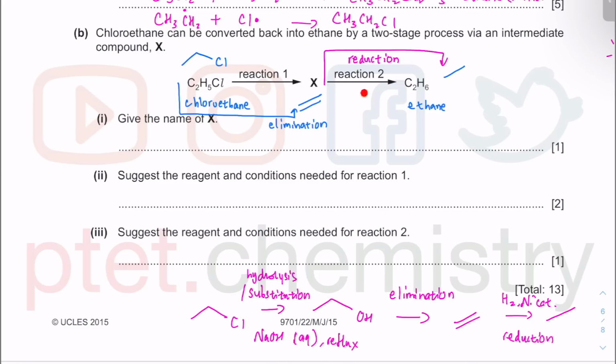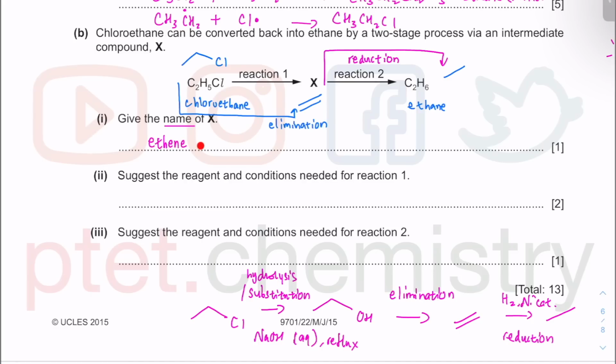Here is just 1 and 2 step, and this is as stated in the question, so I can't really do it via this thing first. I just have to eliminate the HCl, and then I do a catalytic hydrogenation, but the type of reaction is reduction, or you call it addition of hydrogen. That's perfectly fine. So the name of X there would be what you call ethene, a 2-carbon molecule, 2-carbon alkene.